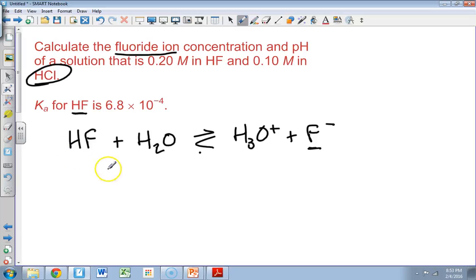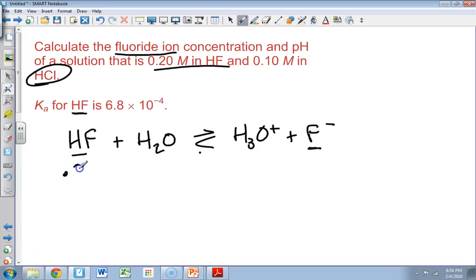And the HF here is a weak acid, and we're going to do this. So here's what we get. Let's set this up. Now here's the key. This is what makes the common ion effect slightly different than a traditional problem.